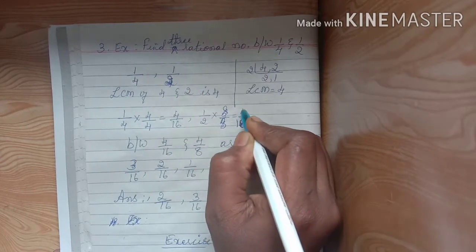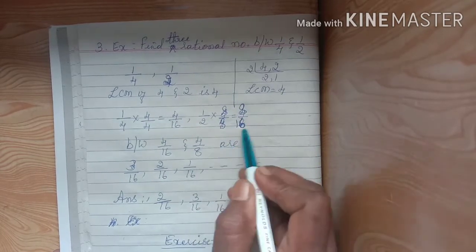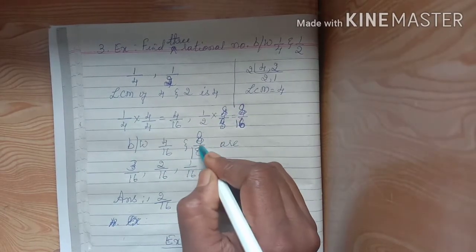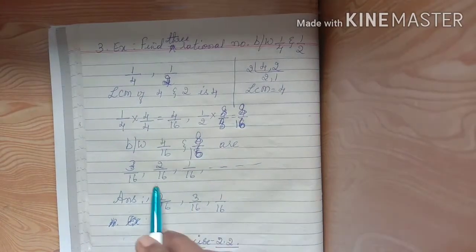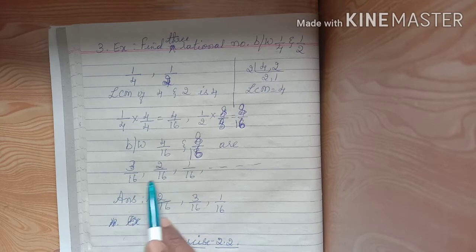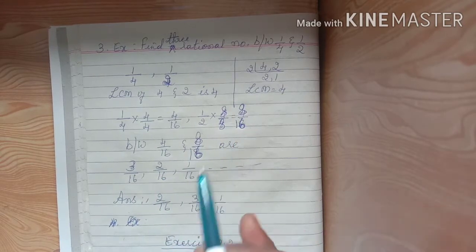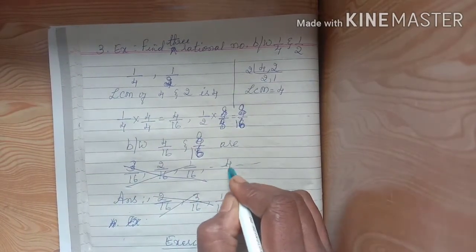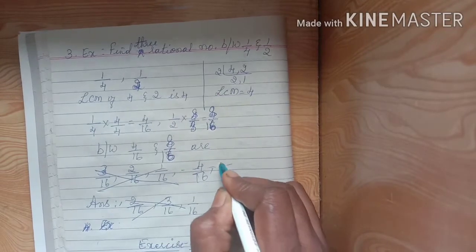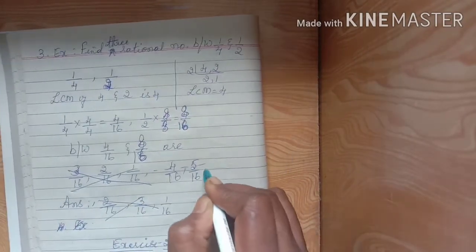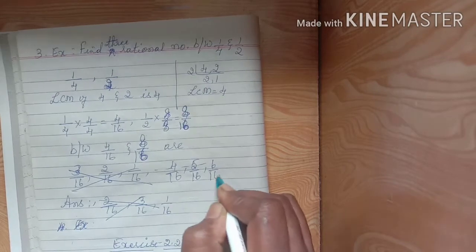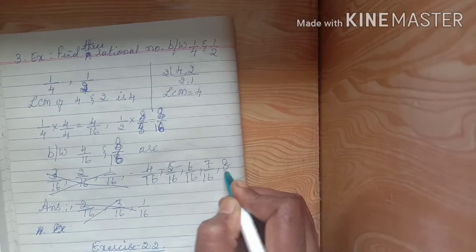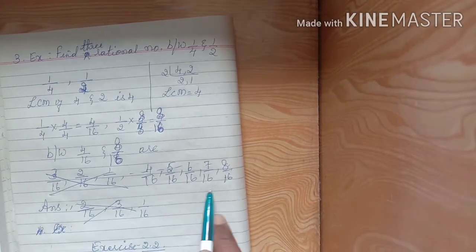Yes or no, children? 8 ones are 8. Now see, children, 2 8s are 16, 1 8s are 8. 4 by 16 and 8 by 16. Now between 4 by 16 and 8 by 16 we have 4, 5, 6 like that. See here, actually this is wrong. 4 by 16, and then 5 by 16 and 6 by 16, 7 by 16, then 8 by 16. In this we can choose how many we need.